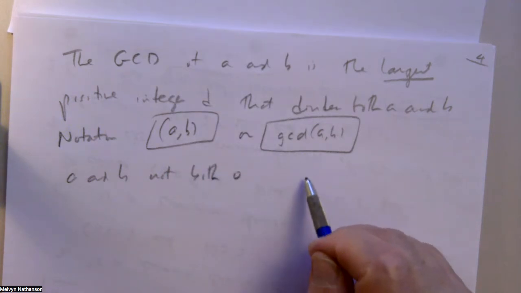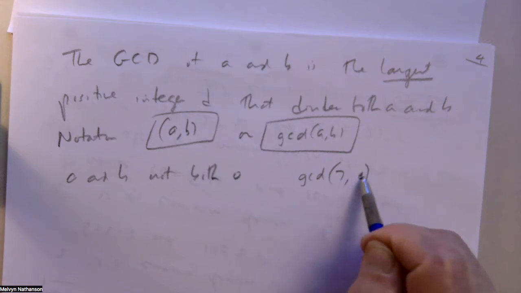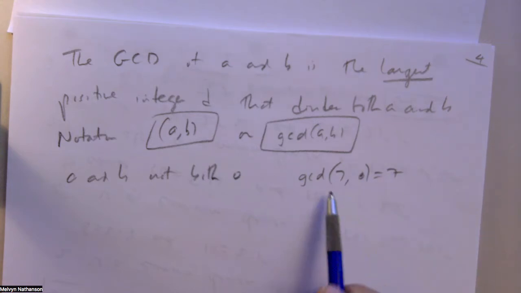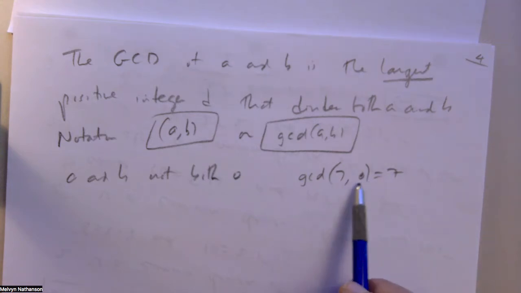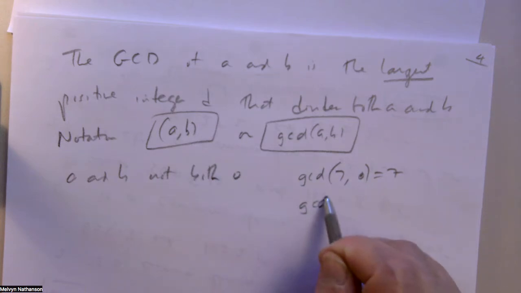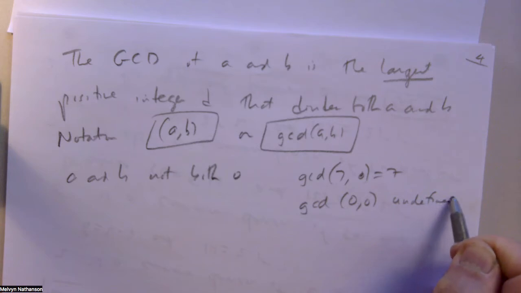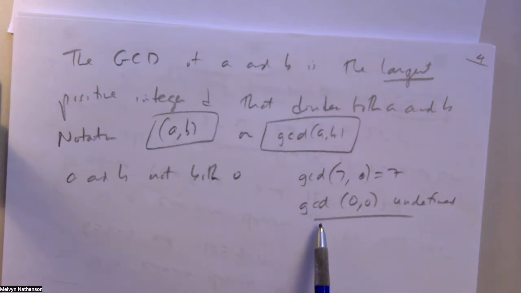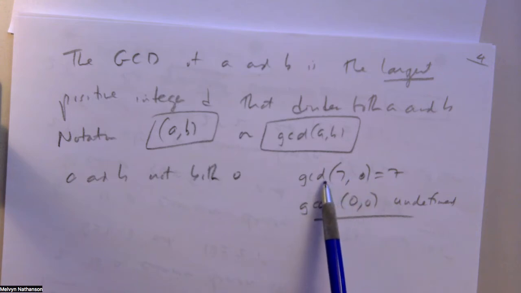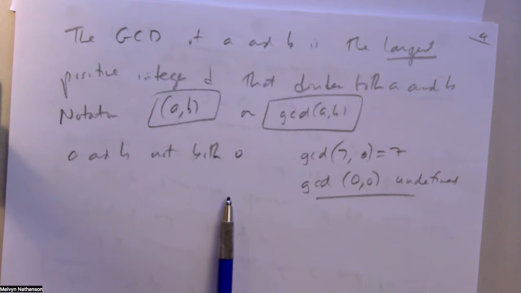So for example, the GCD of 7 and 0 is 7. That's the largest positive integer that divides both of these two. But the GCD of 0 and 0 is undefined. So we don't talk about the greatest common divisor of 0 with itself, but it's perfectly okay to talk about the greatest common divisor of two numbers, one of which is equal to 0.